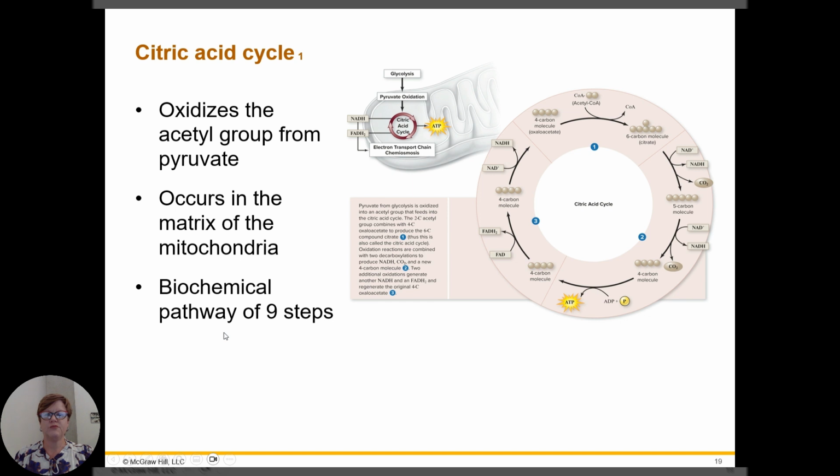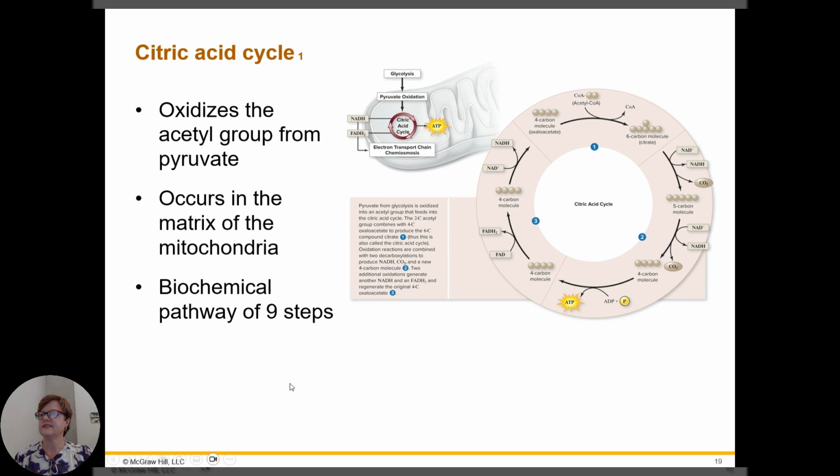This is the first time we've seen something called a cycle. A cycle occurs when you have a molecule already existing, goes through a series of steps, and by the end of the series, the same starting molecule is regenerated again. So at least one of the reactants has to also be at least one of the products of the series. If that occurs, then we call that a cycle.